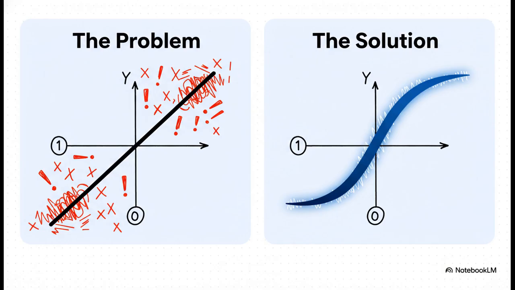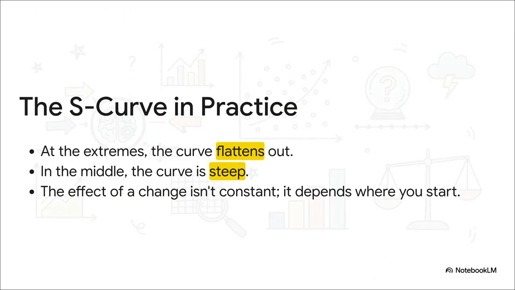No matter what data you throw at it, the output is always a valid probability. Problem solved. What's really cool is that this S-curve makes a ton of sense in the real world. Think about it. For someone with a super high credit score, making it a little bit higher doesn't really change their default risk, right? That's the flat part of the curve way up at the top. But for someone with a score right in the middle, a small change can make a huge difference in their probability of defaulting. That's the super steep part. The effect of any change totally depends on where you're starting from.